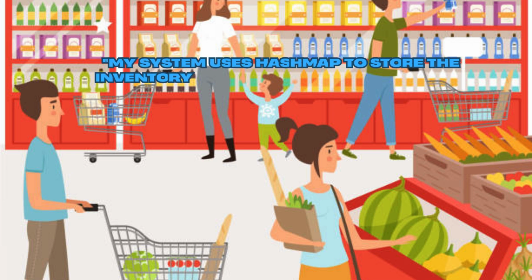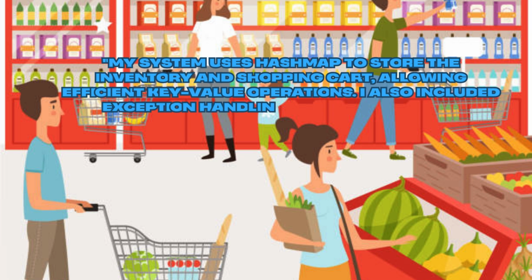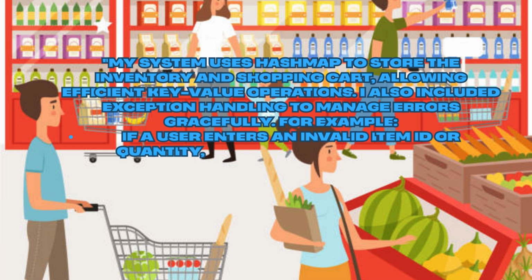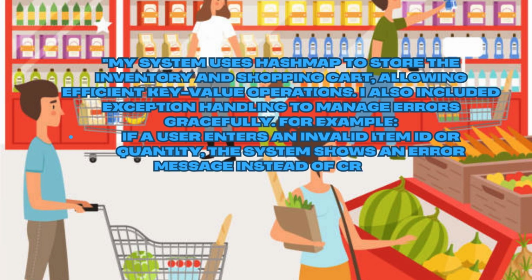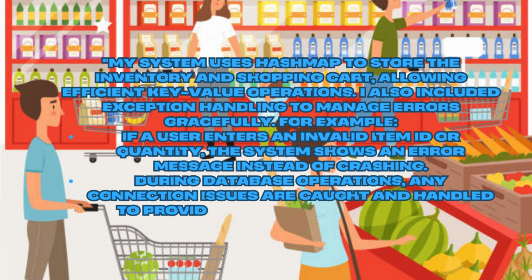My system uses HashMap to store the inventory and shopping cart, allowing efficient key value operations. I also included exception handling to manage errors gracefully. For example, if a user enters an invalid item ID or quantity, the system shows an error message instead of crashing. During database operations, any connection issues are caught and handled to provide a smooth user experience.